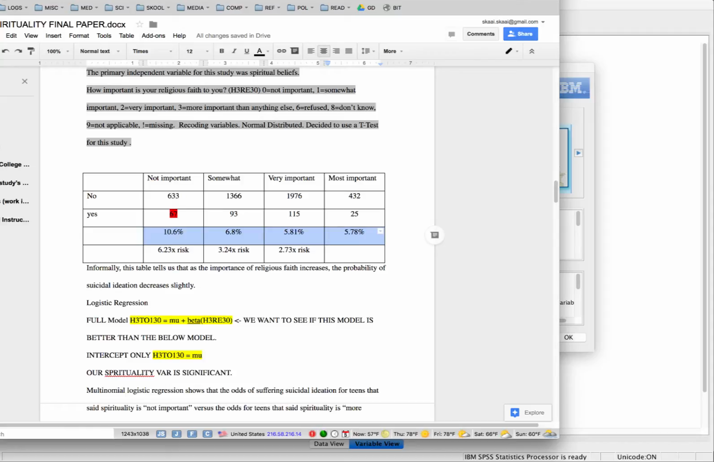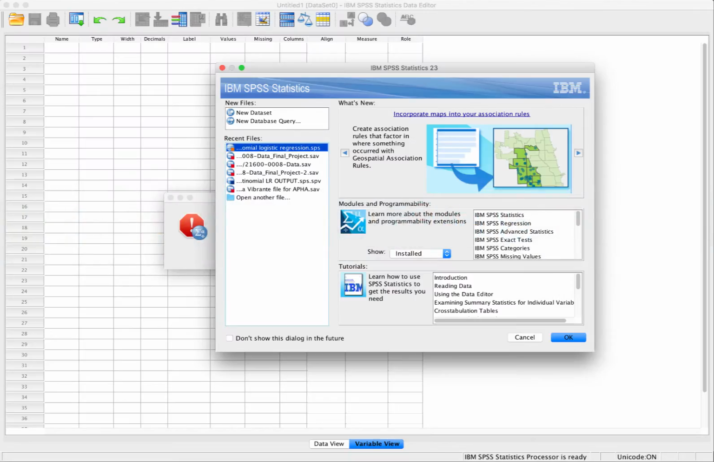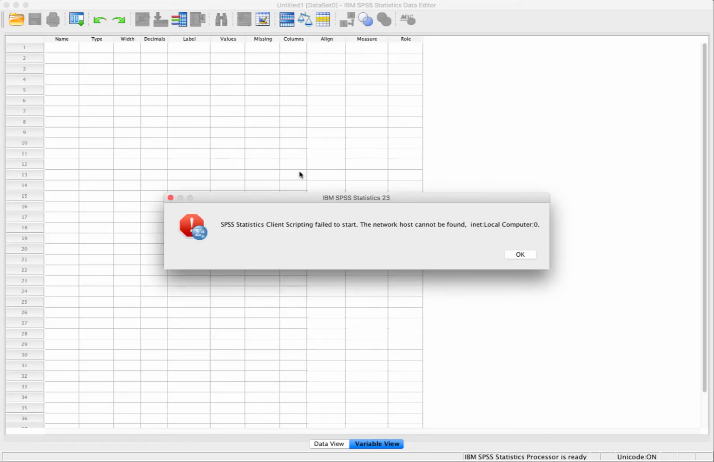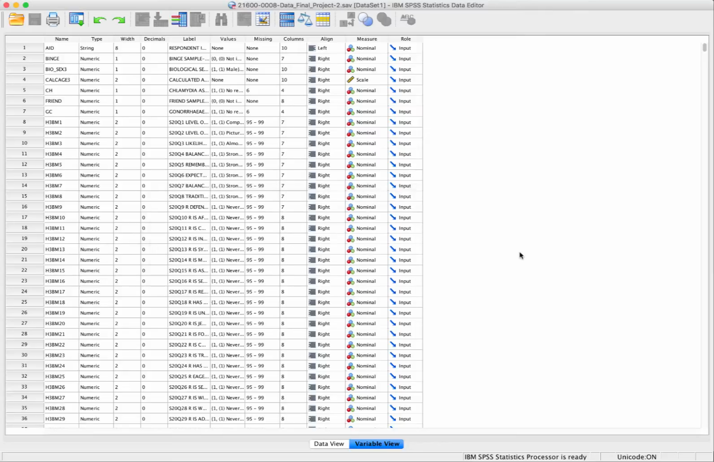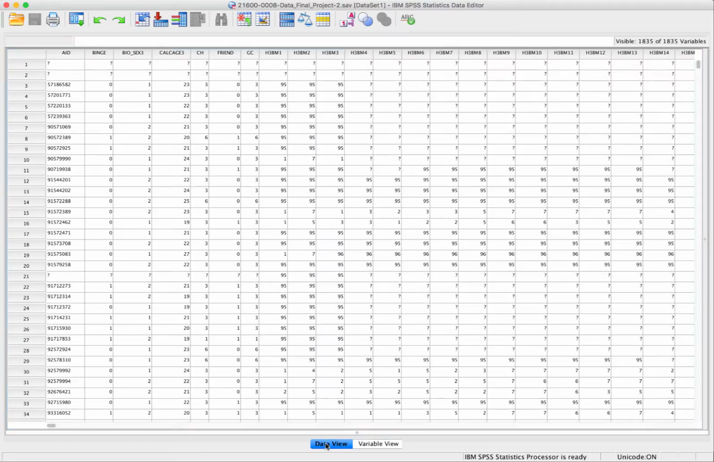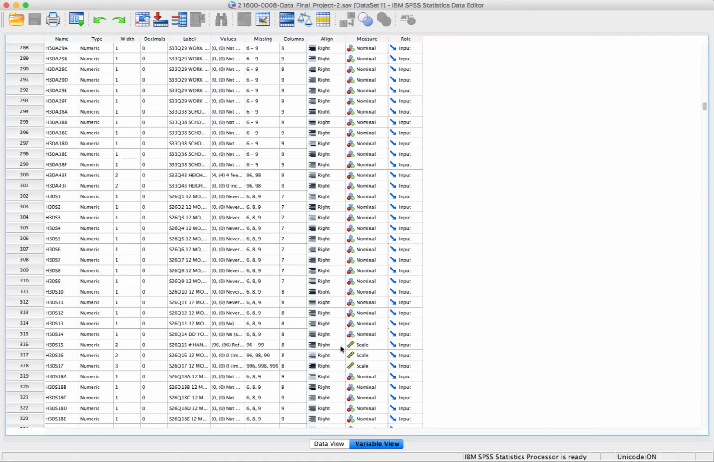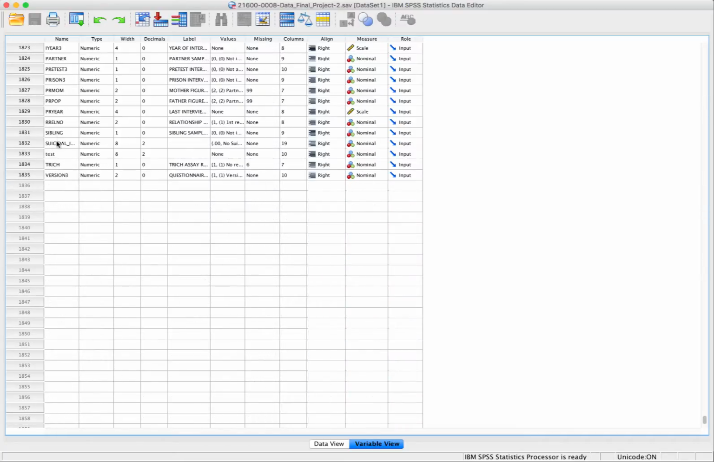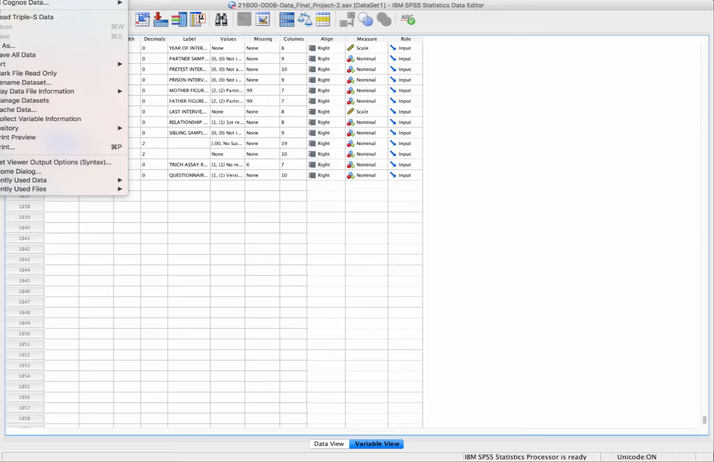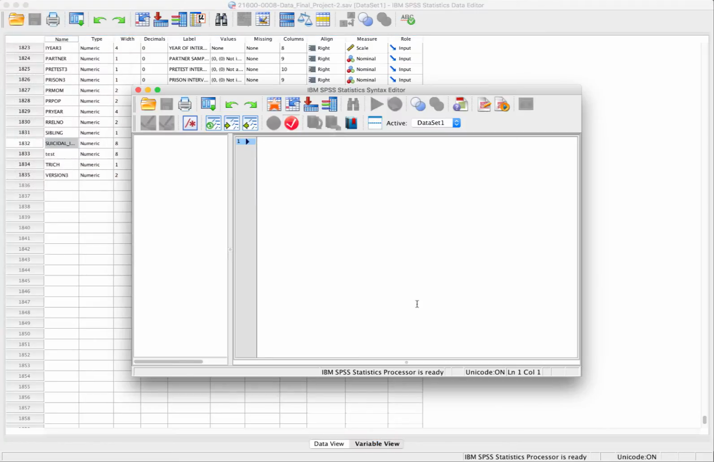So let's go ahead and try that out. First we open our SPSS file. And in here we have our data view. So you know our data. Let's just make sure that we have the correct variable at the bottom. There it is. Okay. So let's go and launch some syntax.